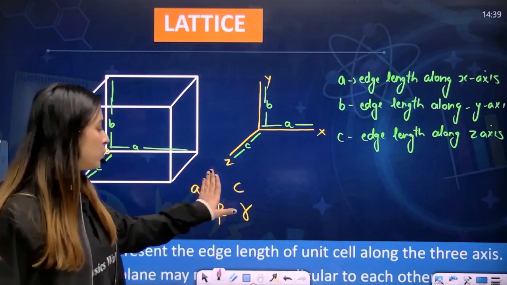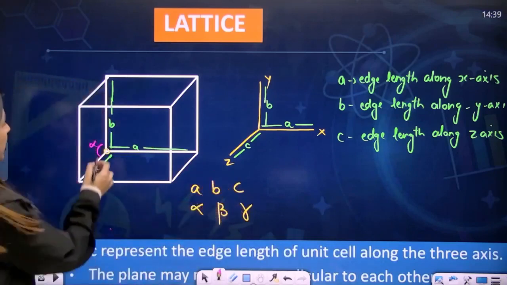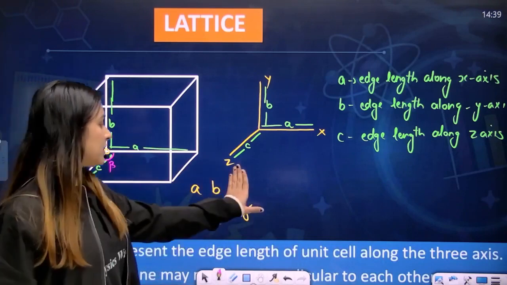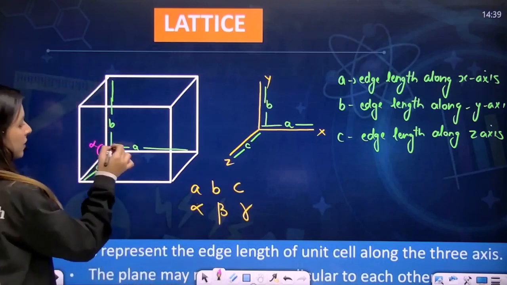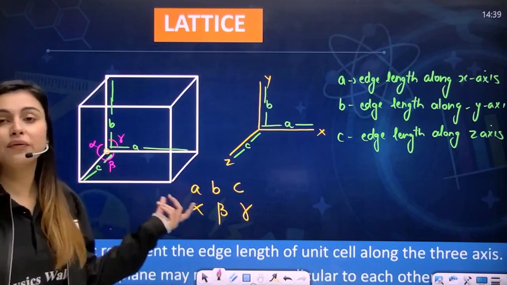Okay, now let's try to understand this. Which angle is beta? Between A and C. So between A and C is your angle beta. Now let's see this. Between A and B the angle is gamma. So between A and B the angle is gamma. Okay, so this is how you find the angles.